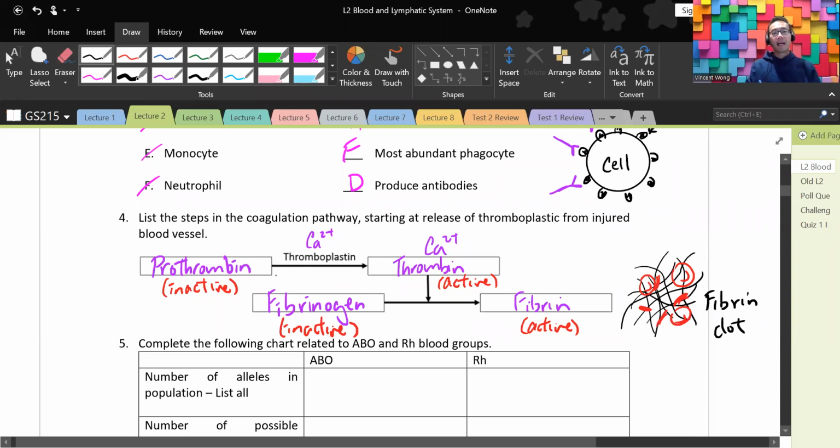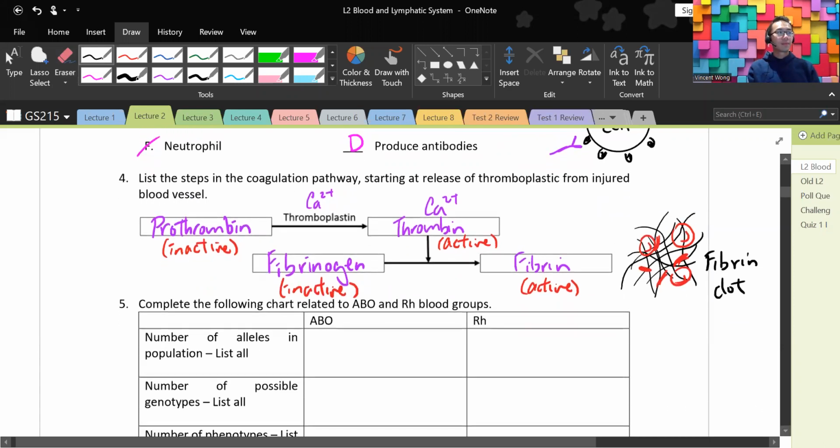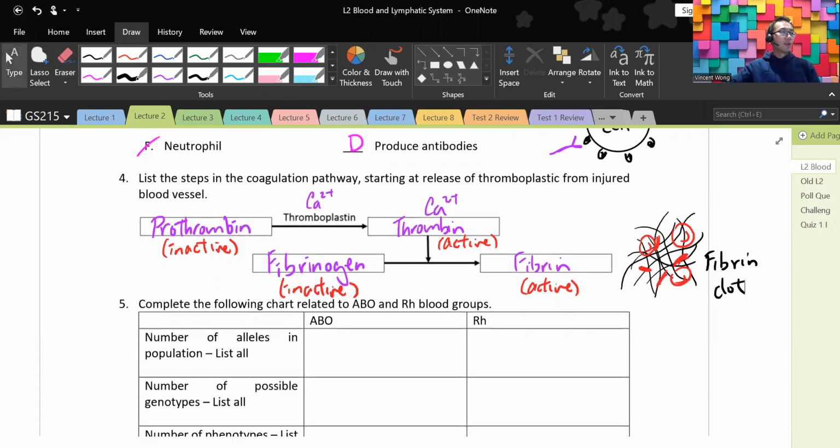So again, when you are not injured, when you don't have a cut, you will have prothrombin and fibrinogen circulating in your bloodstream, but they're not active. Once you have a damaged vessel, thromboplastin will come out and initiate this process. This is one of the several coagulation pathways that exist in the body. Moving on.